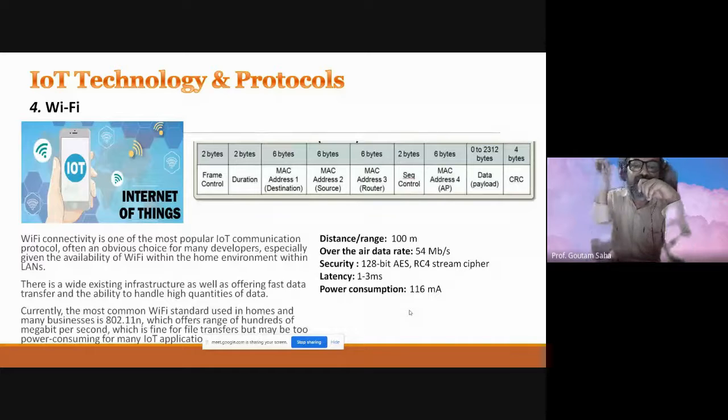Next is Wi-Fi. You see the Wi-Fi. All my students are using Wi-Fi, but this is the packet architecture. Wi-Fi has a 100 meter distance, around 54 Mbps, which is a very high communication speed. Security is 128 AES, RC4 stream cipher. You see the latency is quite good, excellent latency, 1 to 3 milliseconds. That's why my students are using this. Power consumption is 116 milliampere. Yes, that's bad. So if your speed is your concern, use Wi-Fi.